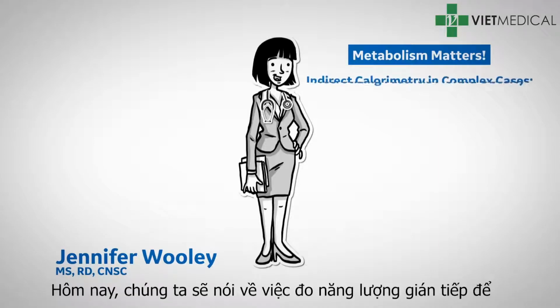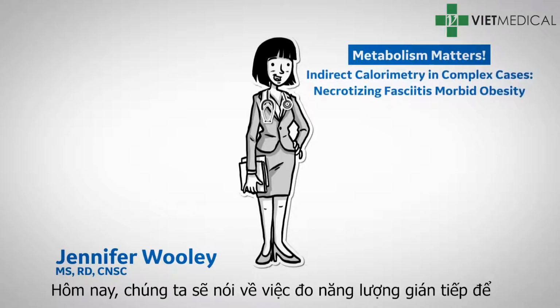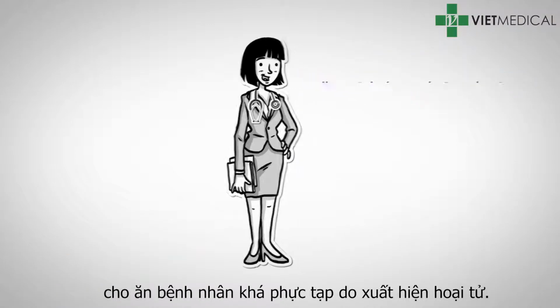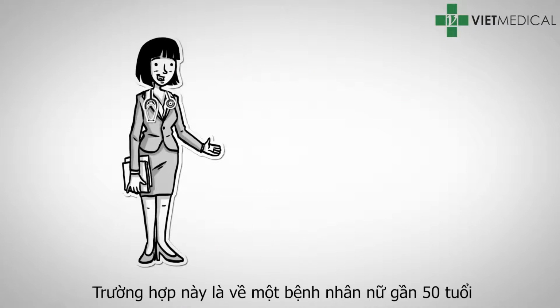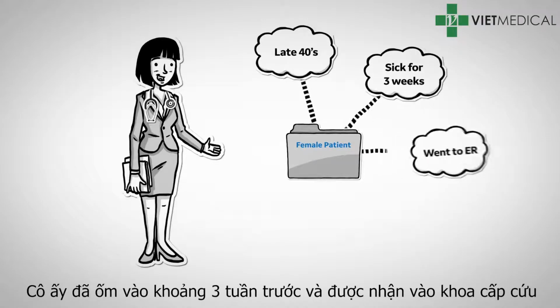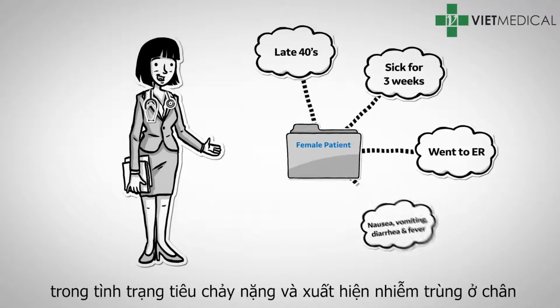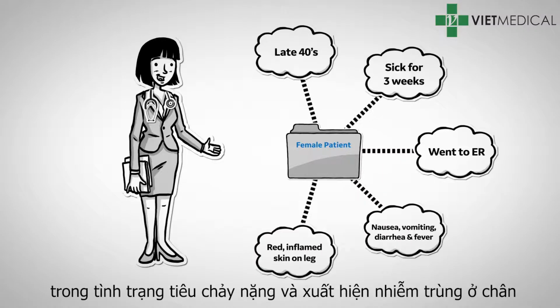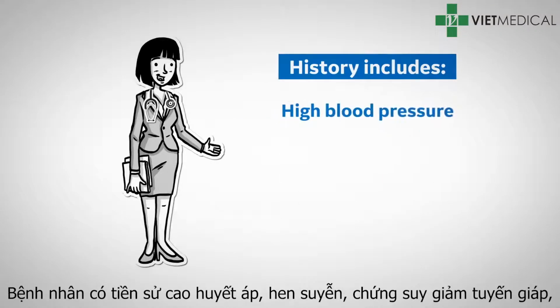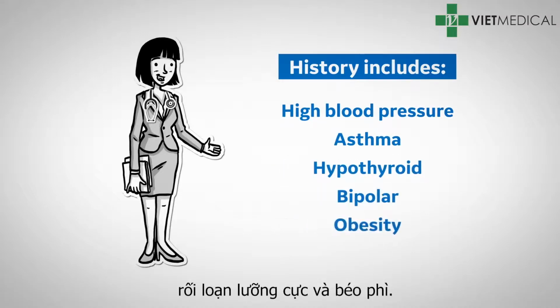Today we'll be taking a look at using indirect calorimetry to feed a patient with a number of ailments, made even more complicated because of necrotizing fasciitis. This case we're going to look at involves a female patient in her late 40s. She had been sick for 3 weeks and was admitted to the emergency department with bad diarrhea and cellulitic changes of the leg. The patient's history included high blood pressure, asthma, hypothyroidism, bipolar disorder, and obesity.